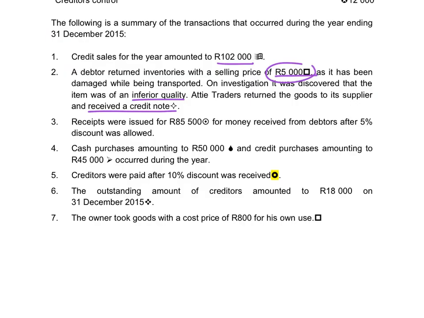Receipts were issued for 85,500 for money received from debtors after 5% discount was allowed. So the debt is not given, the amount received is given because a receipt is issued as proof of payment of the amount that you received. We will have to work out what is the discount before we can record the entry.